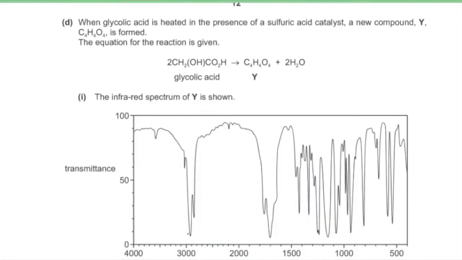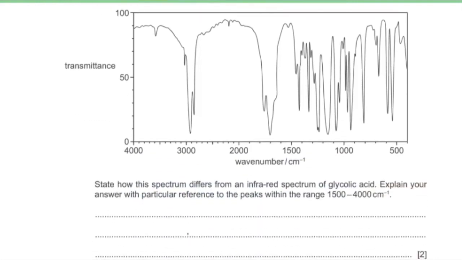Part D, when glycolic acid is heated in the presence of a sulfuric acid catalyst, a new compound Y is formed. The equation for the reaction is given. The infrared spectrum of Y is shown. State how this spectrum differs from an infrared spectrum of glycolic acid. Explain your answer with particular reference to the peaks within the range 1500 to 4000 per centimeter.